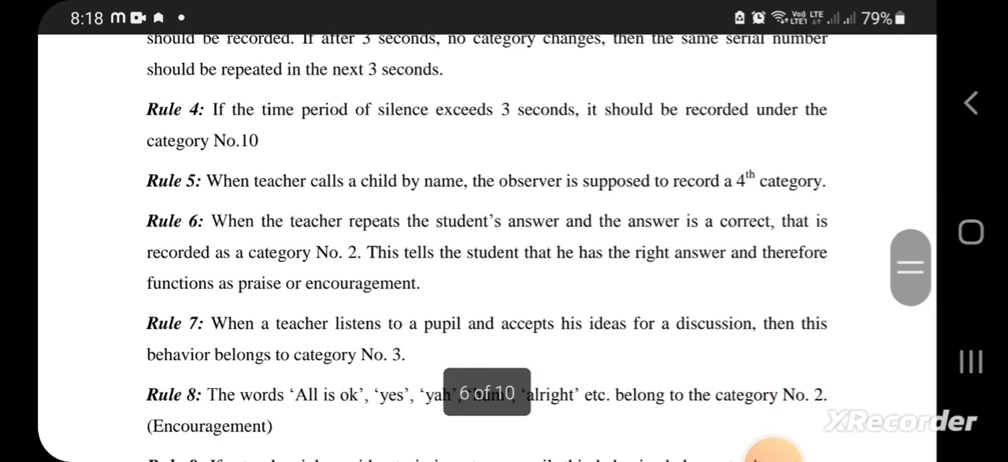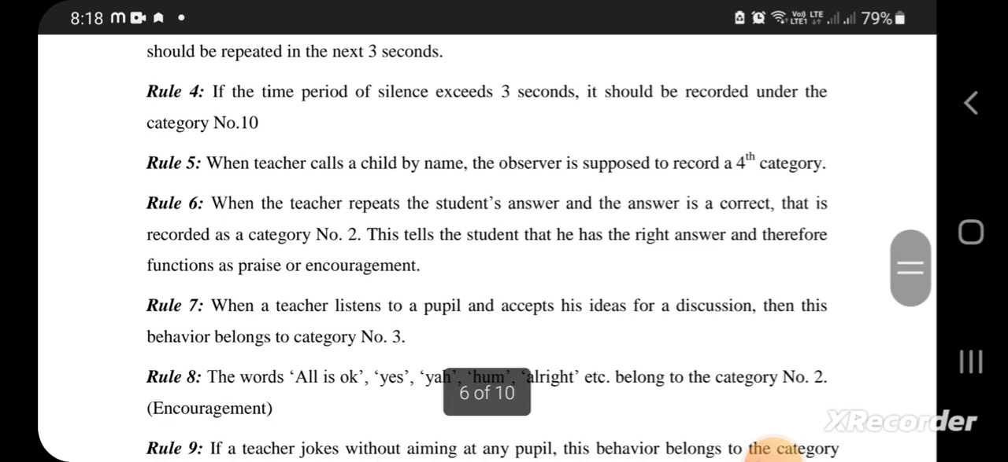Rule number 4. If the time period of silence exceeds 3 seconds, it should be recorded under category number 10.